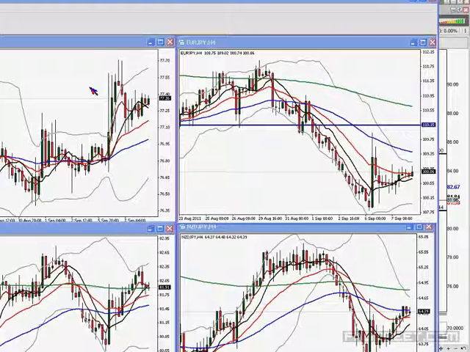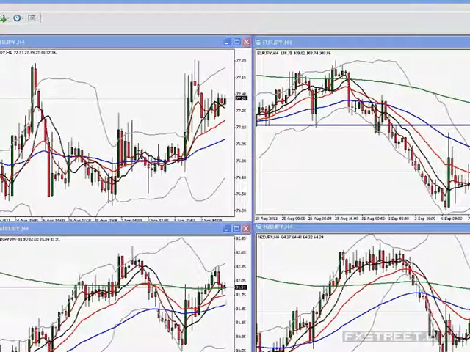Remember the goal. The goal is to make 50, 60 easy pips a day. Easy money, right? So whatever's relatively strong versus whatever is relatively weak, just do that. Here's our problem with the yens right now.